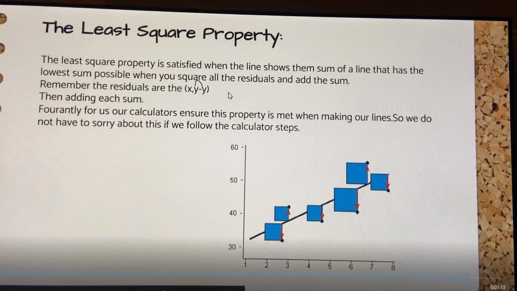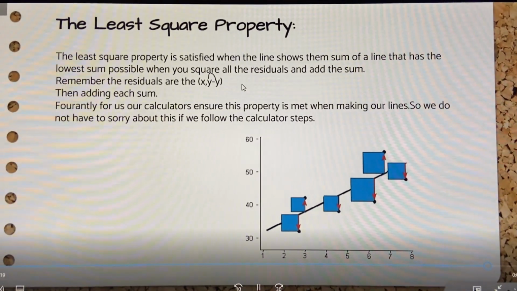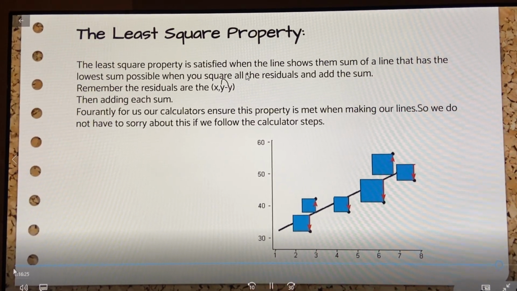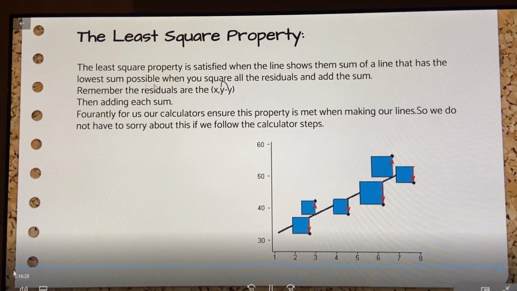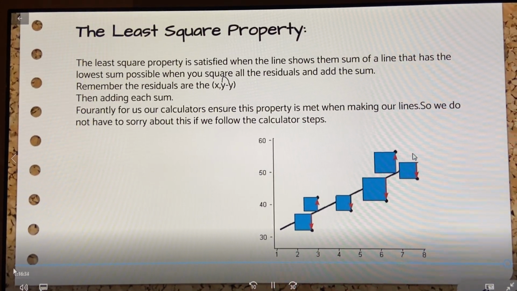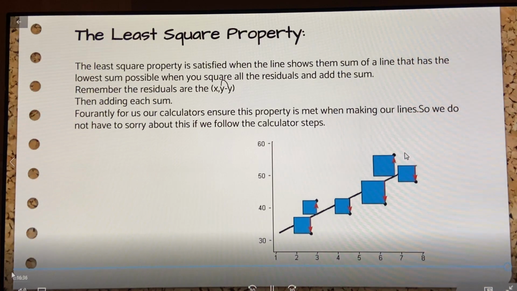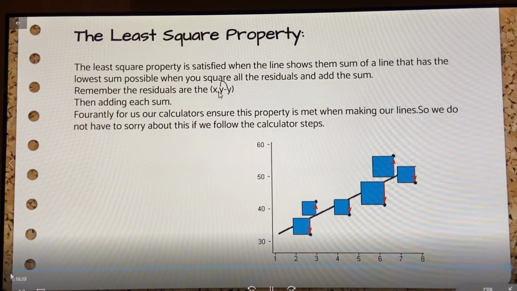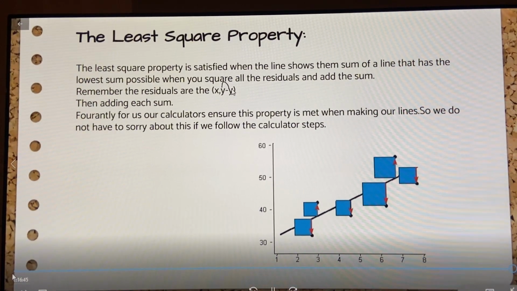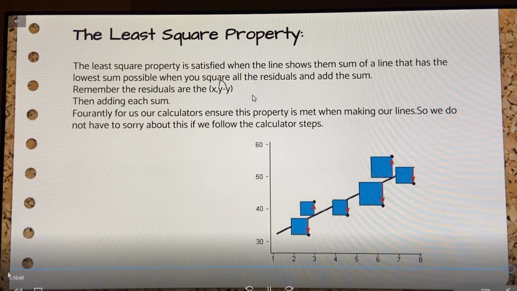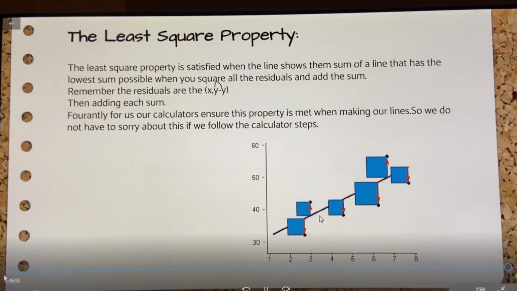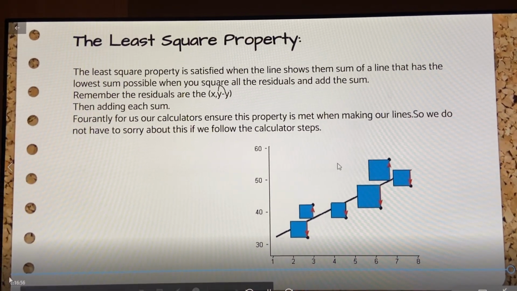The least squares property. This ties into it being called the least squares line. The least squares property is satisfied when the line has the lowest sum possible when you square all the residuals and add up the sum. So if you go back to what we were talking about before about the residuals, the actual minus predicted, if you square each of those values, so the y minus y hat, I had to draw these y hats on, so that's supposed to go over here, and then you square that and you add them all up, the lowest possible line that can give us the lowest sum is going to be the least squares line.